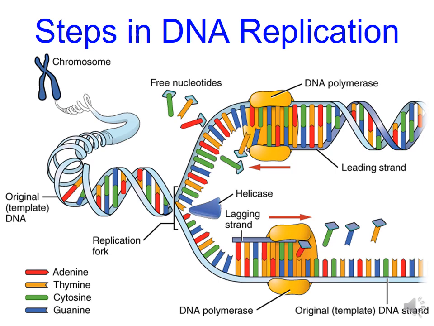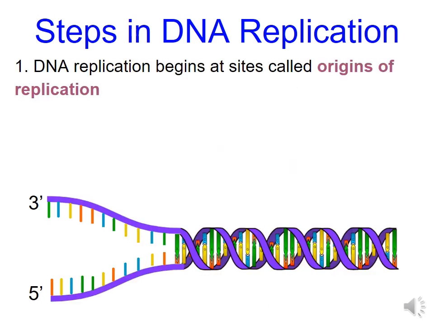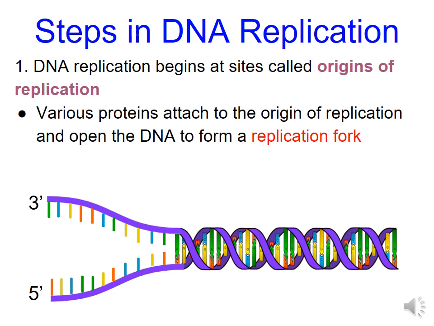So then looking at DNA replication, there are specific steps and parts involved. So first step, DNA replication begins at sites that are called origins of replication. So there's a specific point at which it will start. Different proteins are going to attach to the origin of replication. They're going to open up the DNA to form what we call a replication fork. Now notice this fork only has 2 prongs because we have 2 strands.